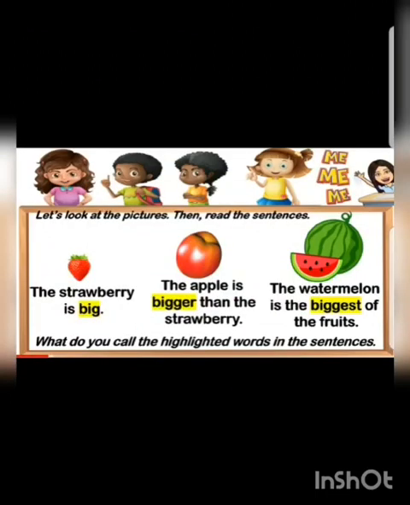Let's see one more example about the use of degrees of comparison. The first sentence is, the strawberry is big. This is positive degree. The second sentence is, the apple is bigger than the strawberry. Here we have used comparative degree of comparison. The last sentence is, the watermelon is the biggest of the fruits. This is the superlative degree of comparison. Here students, keep one thing in mind, that we use the definite article before the superlative degree, the biggest.